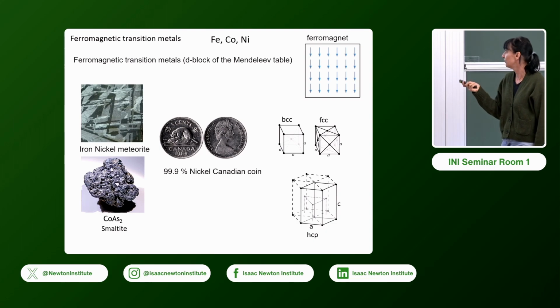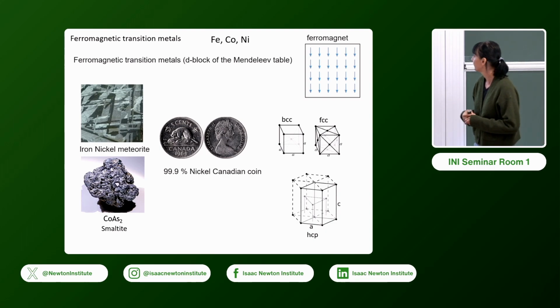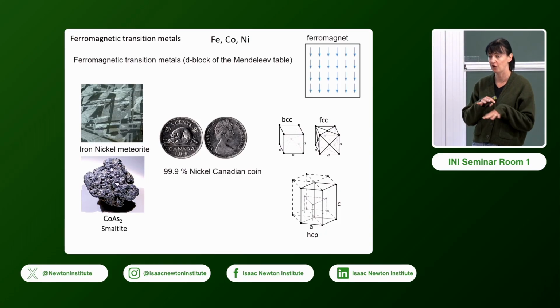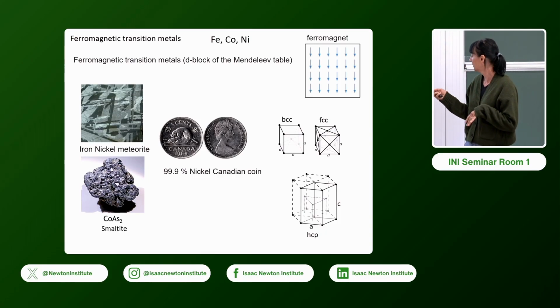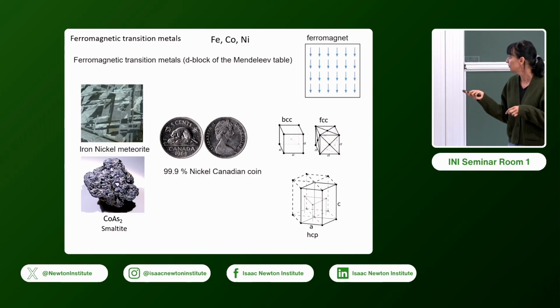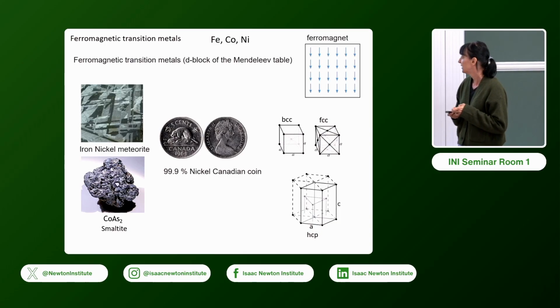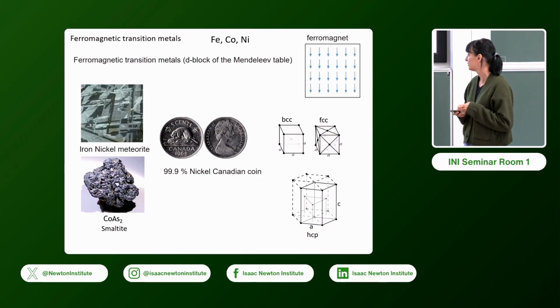Nickel is a very nice material because it doesn't oxidize as badly as iron, so there is a passivation layer that forms and it remains very shiny. That's why they use it for coins. And here, this is a geological form of cobalt from which it is extracted, which is called smaltite.